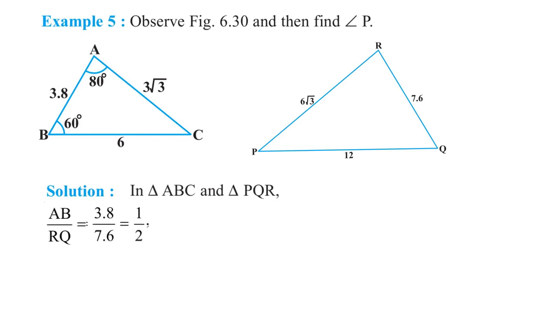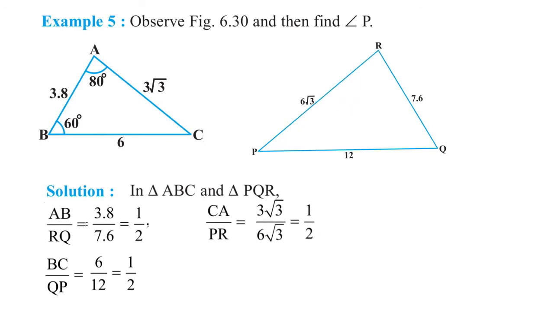What is the ratio of BC over QP? BC over QP is going to be 6 over 12, which is also going to be half. Now what is the ratio of CA to PR? That is going to be root 3 over 2 root 3, which is also going to be half. So what do you observe? We observe that the ratio of the corresponding sides are in proportion.